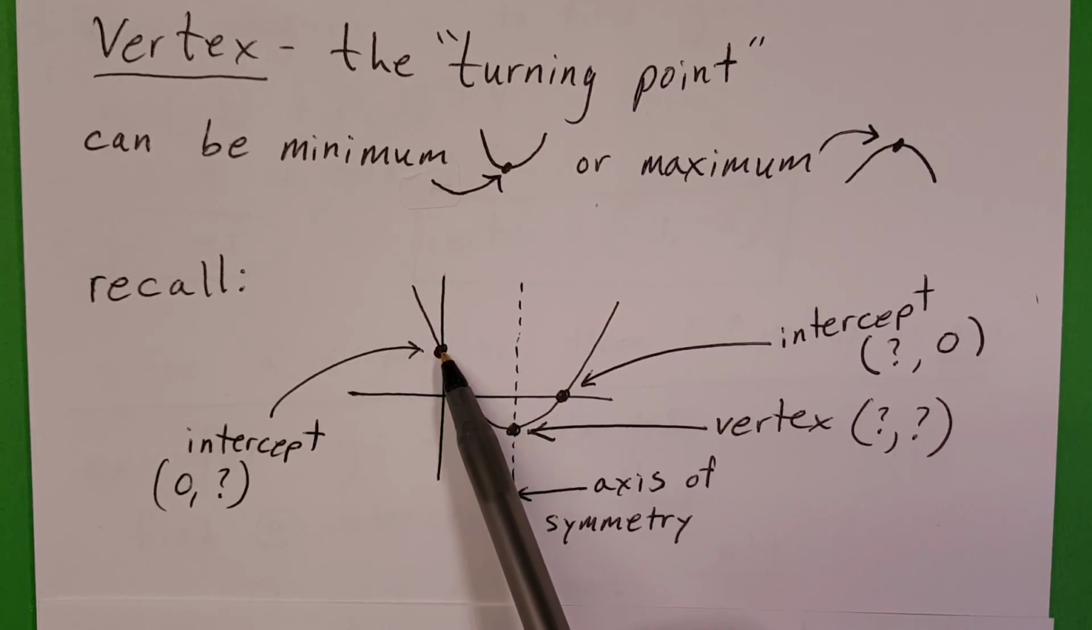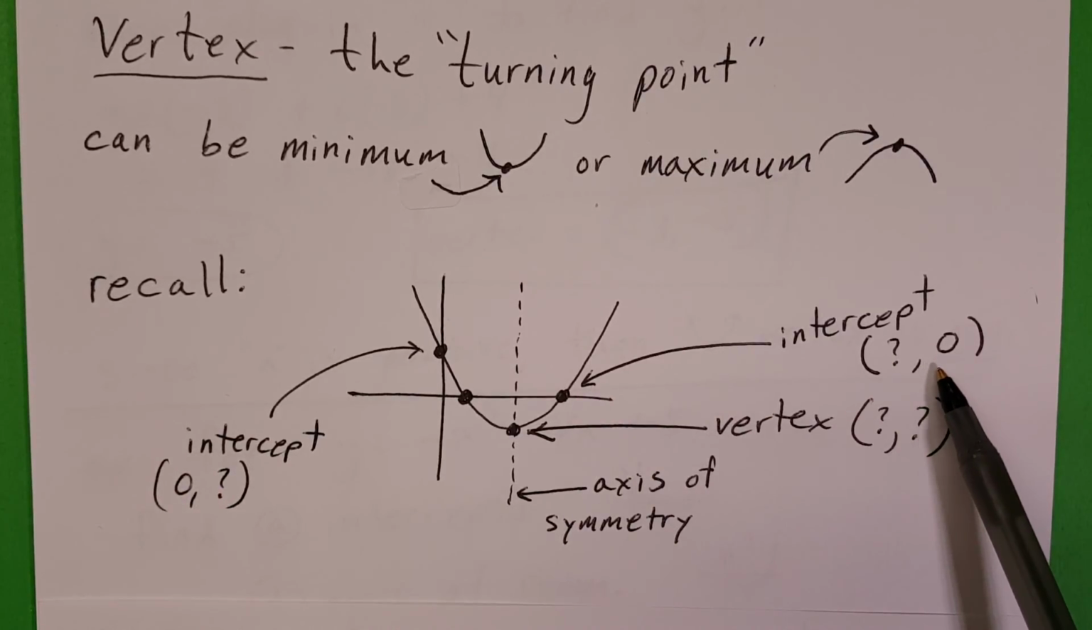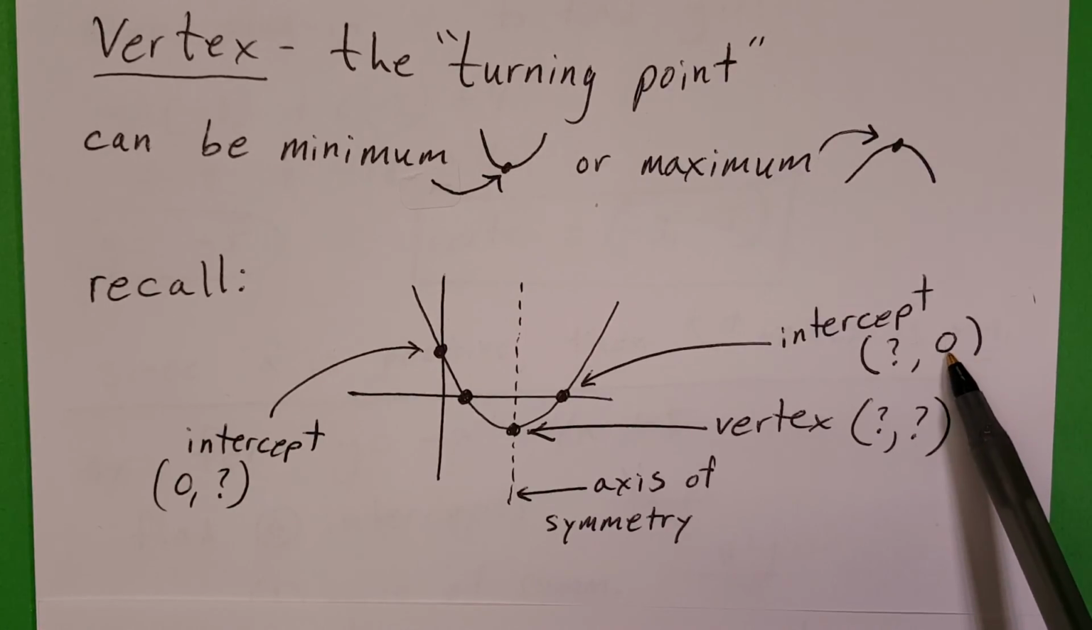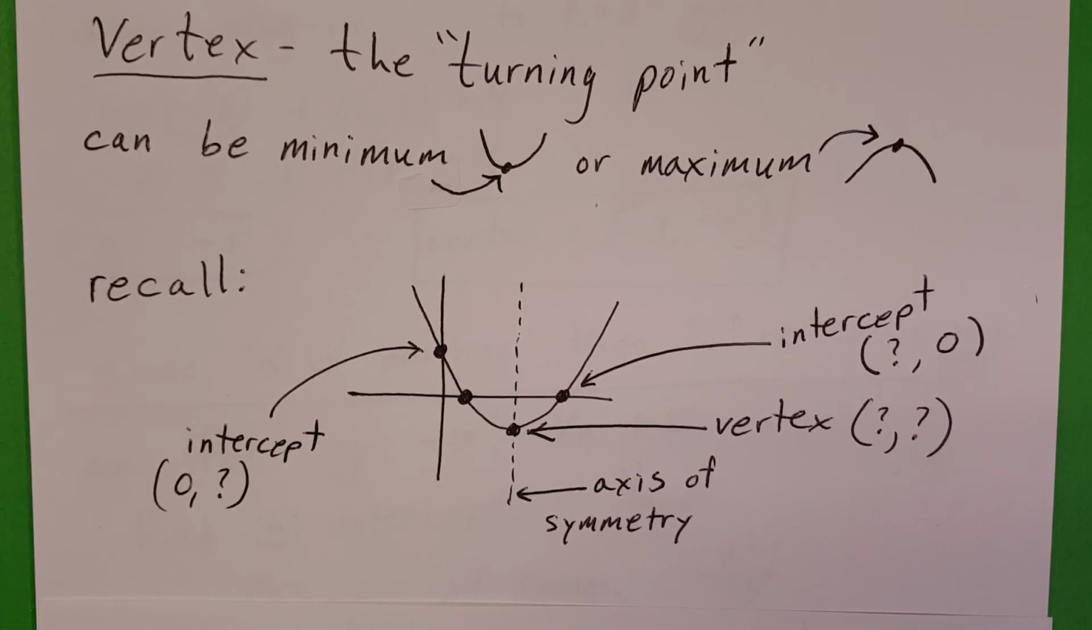This is x equals 0, right? We know x is 0, so what is y? How high up is it? Well, plug in x equals 0 and find y. Over here, this is y equals 0, you want to find x. So plug in y equals 0 and solve for x. Okay, those are the intercepts.